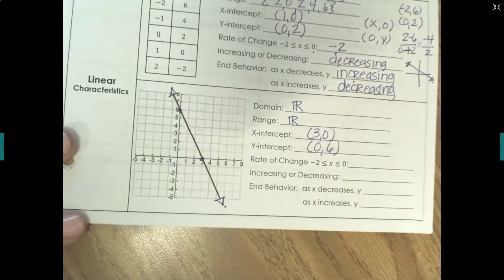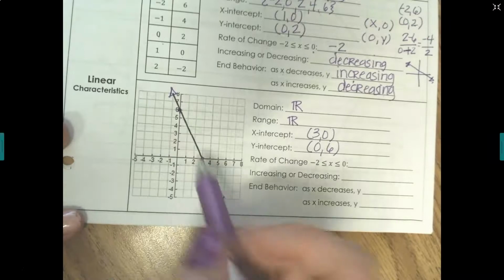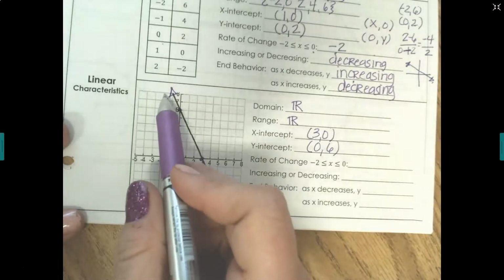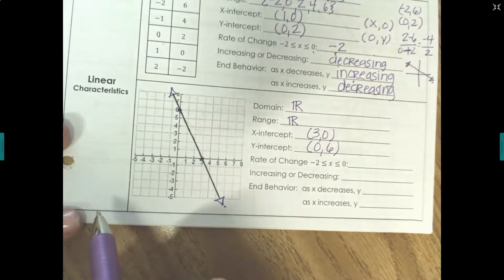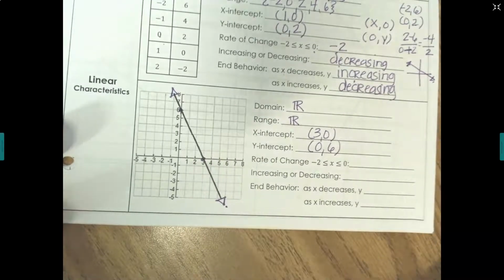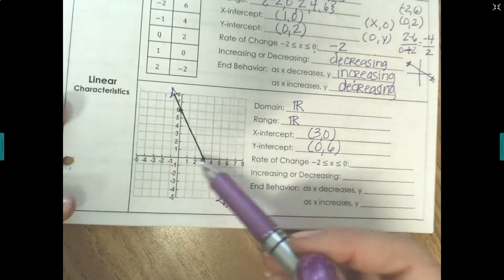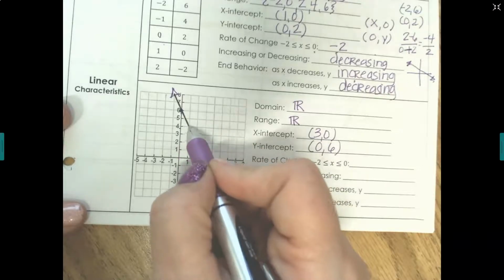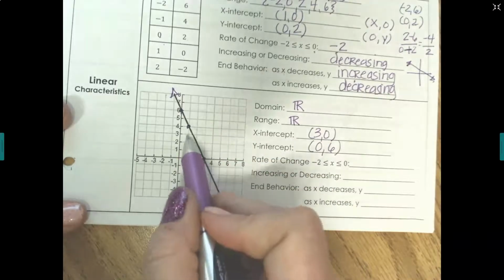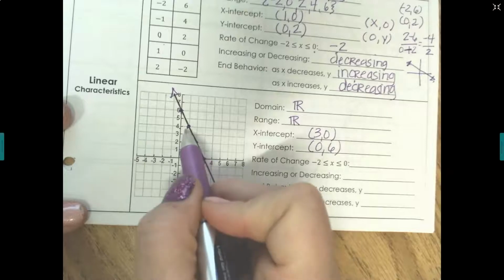Now, our rate of change, negative 2 to 0. Okay, so where x is negative 2 is here, and I can't quite see the graph up there. So I don't actually know the value off the top of my head, but here's what I do know. I do know that the graph of a line is, or the slope of a line is constant. It never changes. So I'm going to look. If I go down 2 and right 1, I hit the next point on the graph.